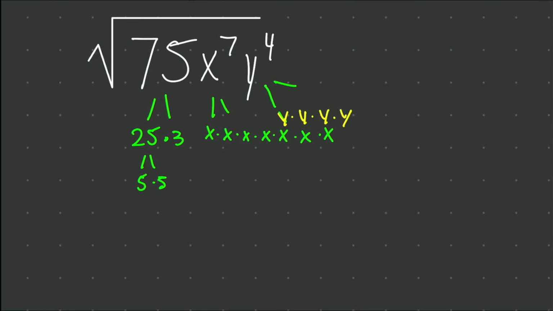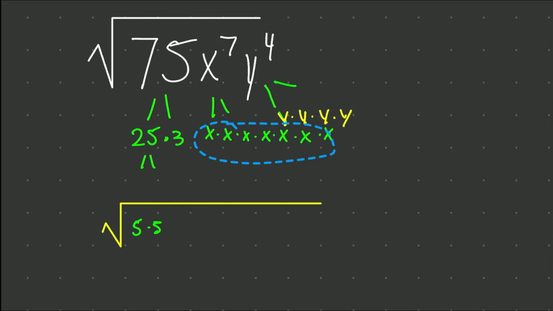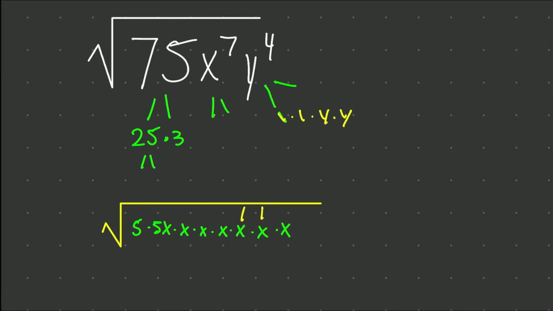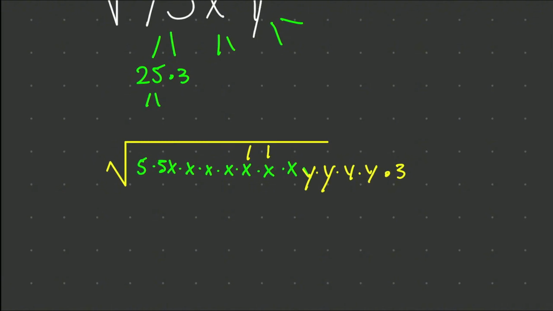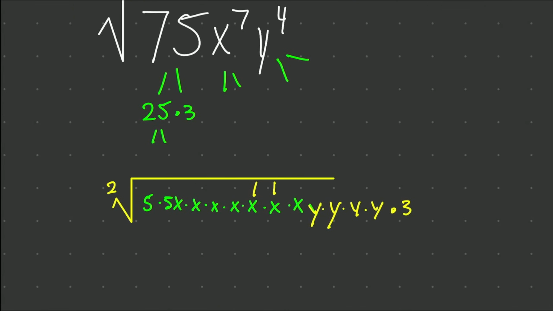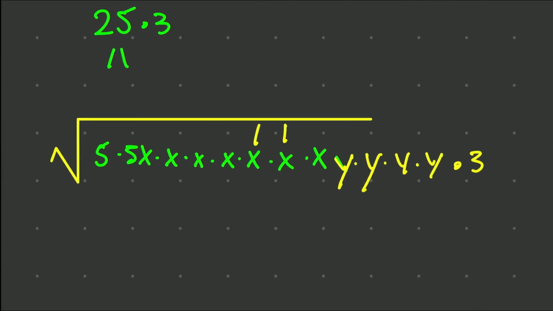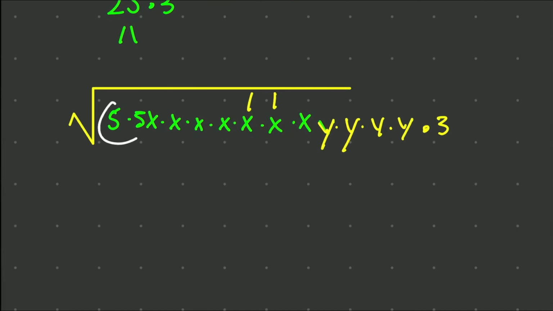So now that we've broken down everything, we can rewrite that in our square root symbol. Everything is rewritten in our square root symbol. Remember that we're looking for groups of 2 here, because our index is going to be 2. If we're looking for groups of 2, we're looking for pairs. So, do we have a group of 5? Yes, we do. We have 2 5s being multiplied by each other. So, that is one group of 2, which we're going to move out.